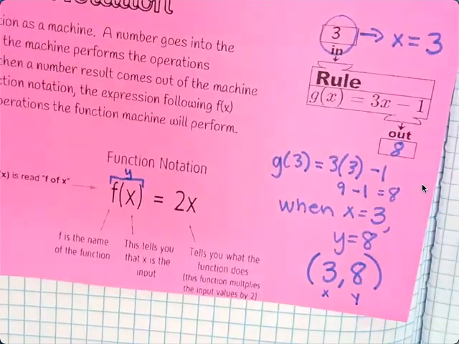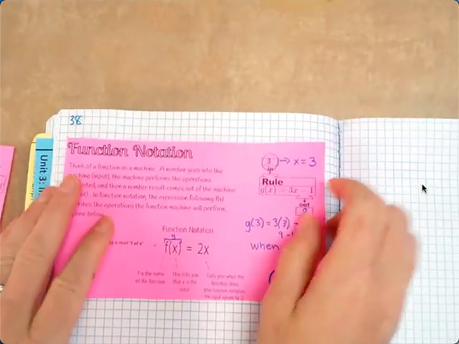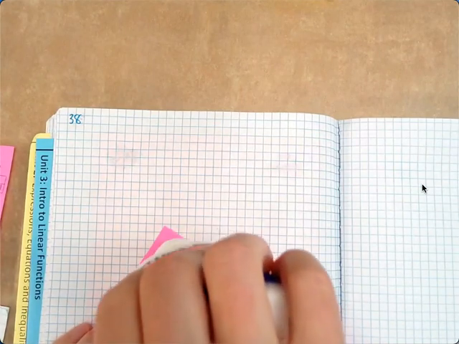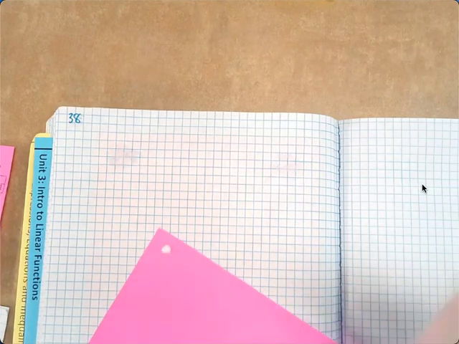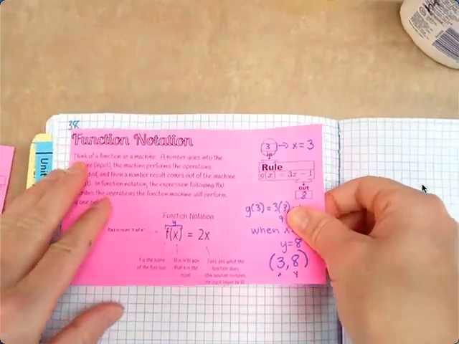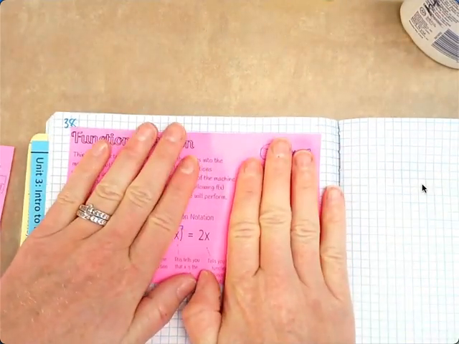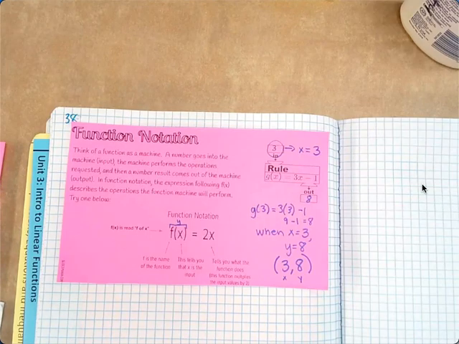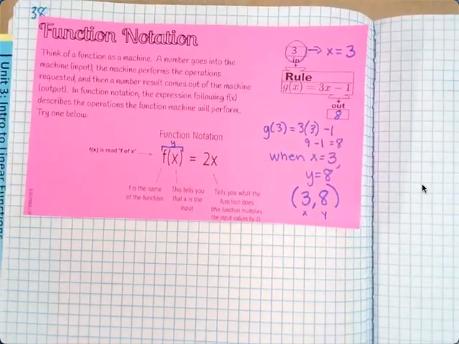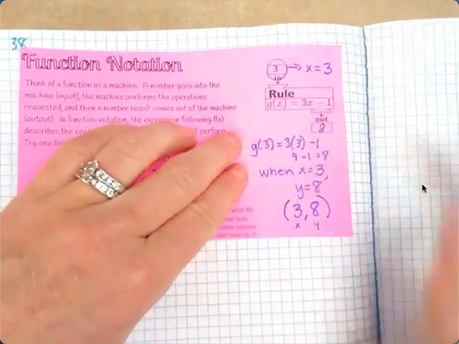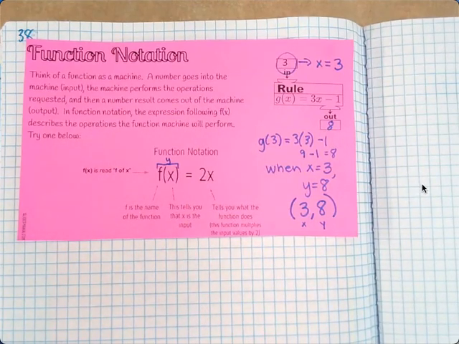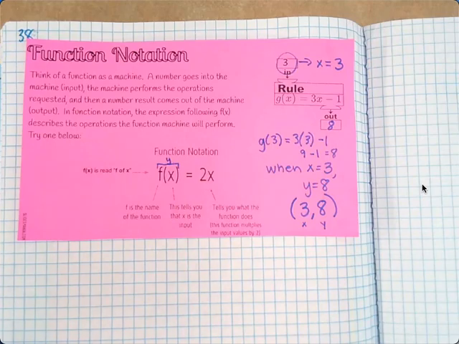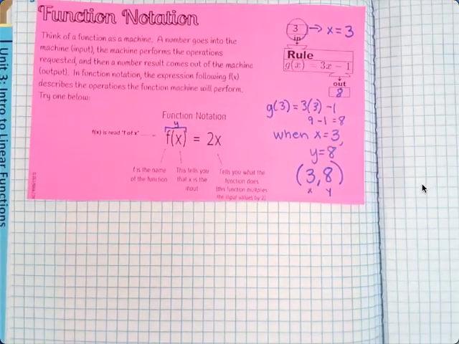Okay, go ahead and glue this in your journal right at the top, because we are going to do some examples down at the bottom. All right, let's write the examples down on the bottom.